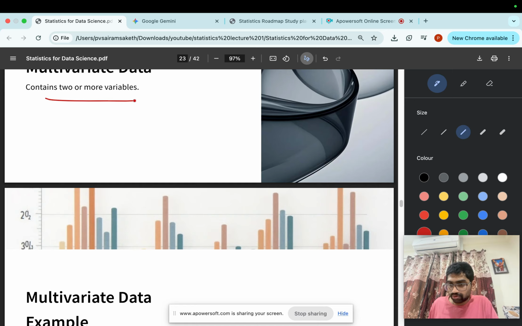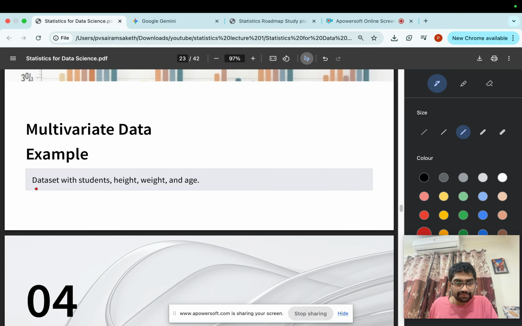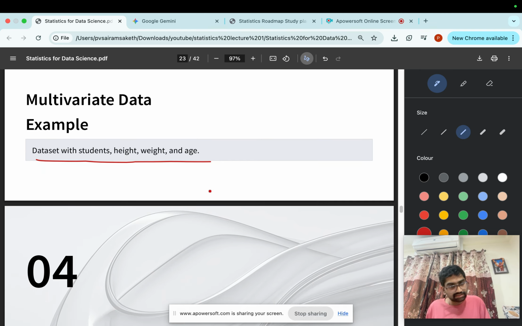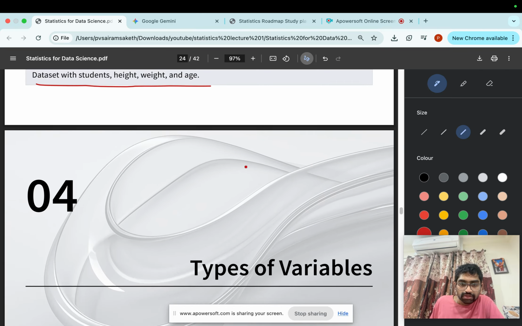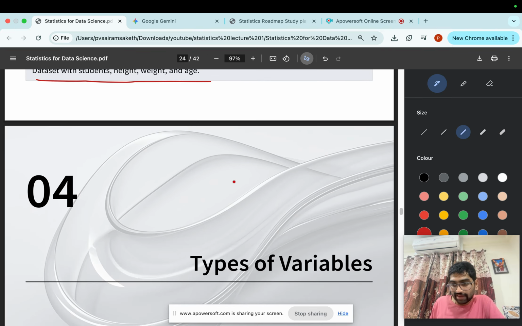Multivariate means we have more than two variables. The best example is a data set with student height, weight, age, and sex also, which depends upon you. So I hope you understood the concept of types of data.